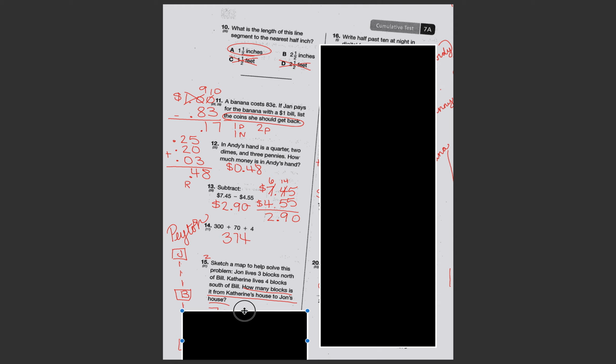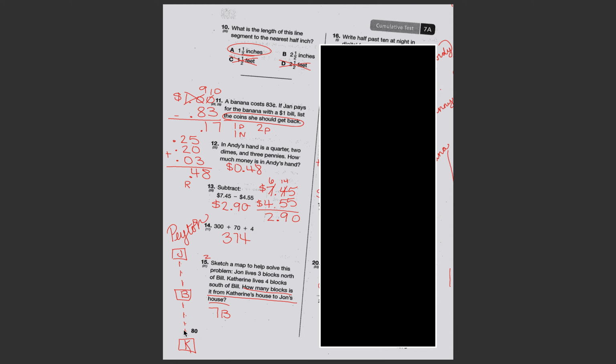15, sketching these maps is still a little bit of a pain. I'm going to try to grade these as easily as I can. Sketch a map to help solve this problem. John lives 3 blocks north of Bill. So I just wrote like a B with a box for his house, 3 dashes, and then John. And then it says Catherine lives 4 blocks south of Bill. So then that's 4. How many blocks is it from Catherine's to John's? And if you count all these dashes, it would be 7 blocks.